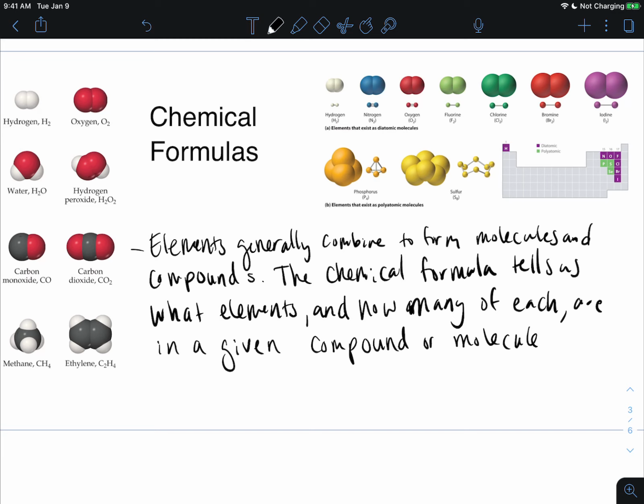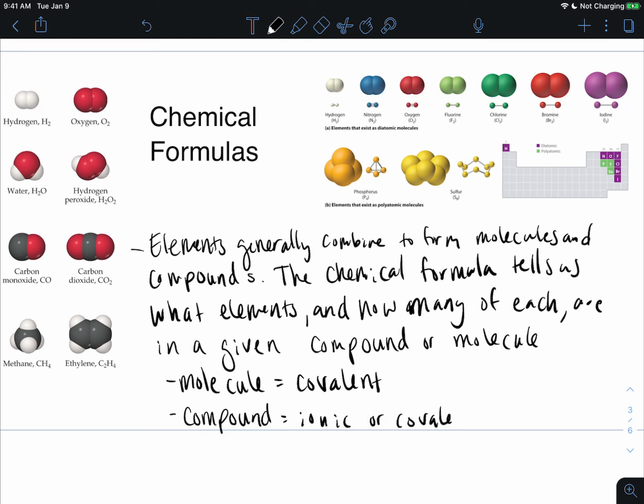Okay. So if we were talking about a molecule, we are talking about a covalent substance. And it just has to have two or more of any combination of elements. So it could be two or more of the same element, two or more of different elements. It just can't be an atom by itself. And then if we have a compound, this can be ionic or covalent. And it has to be two or more different atom types or different element types.